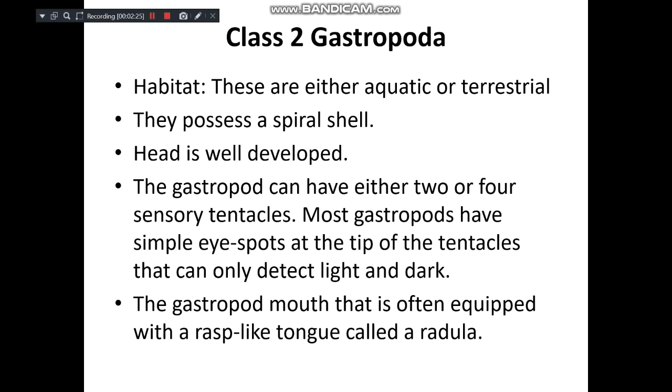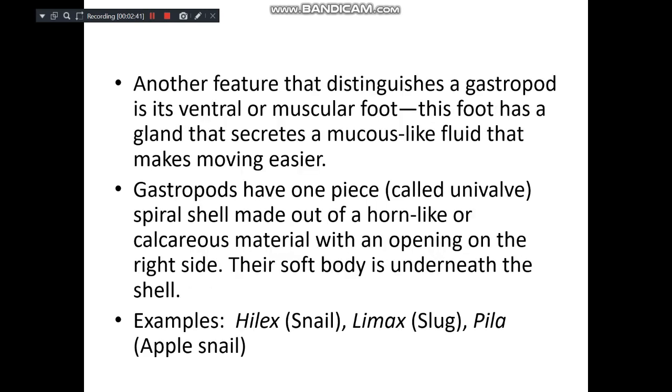Another very interesting thing is that the Gastropoda mouth is often provided with a rasp-like tongue. It is known as the radula, which is meant for cutting the food material.